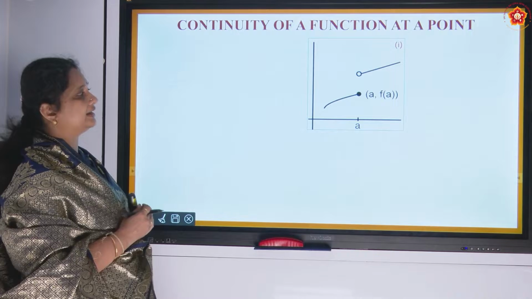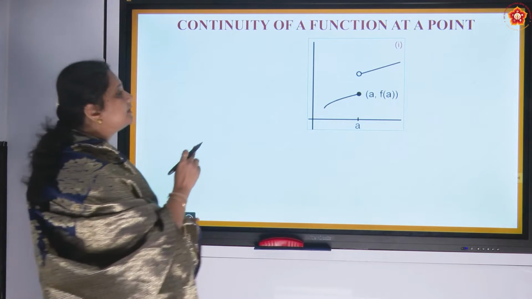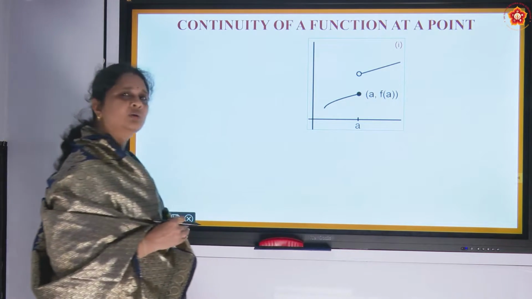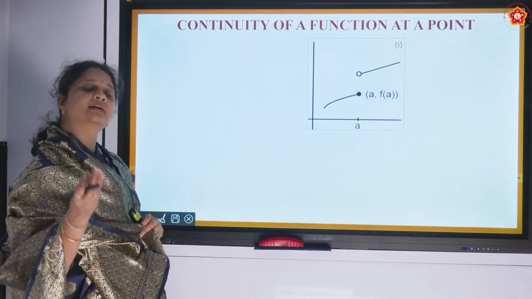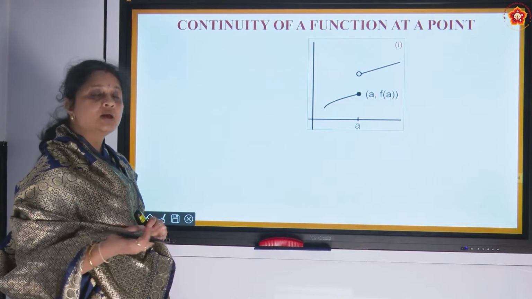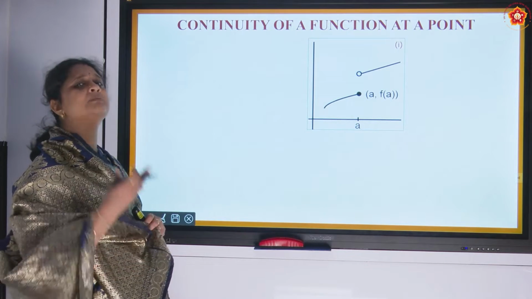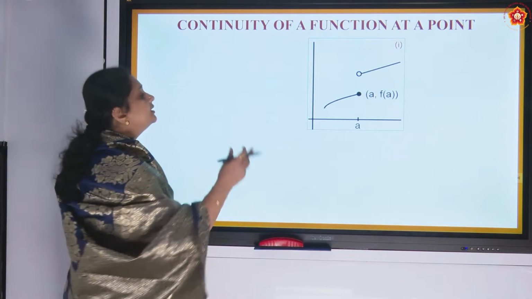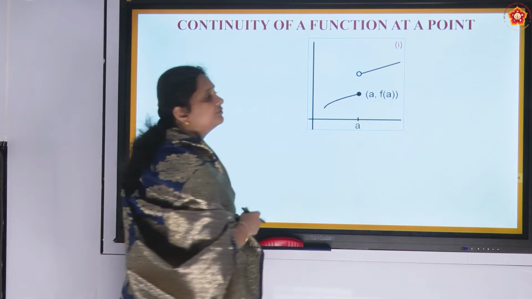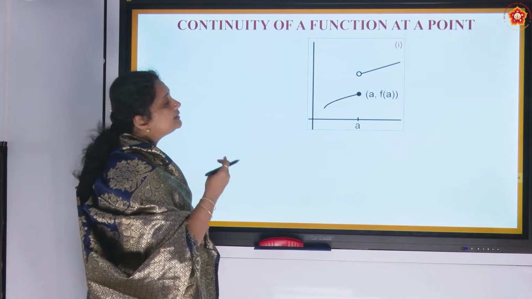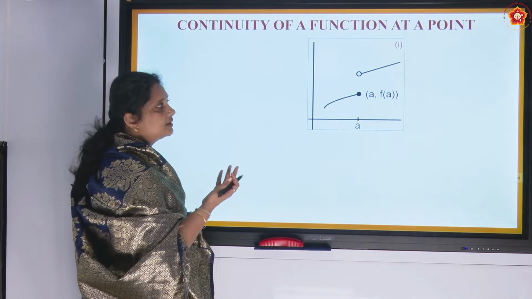Okay, let's see a few examples. Let's consider this particular function. What are functions, basically? They are relations between two variables. When we plot them in a graph, we get some curve, straight line or some sort of figure on the graph, right? So let's suppose this is one graph that we have to deal with, and let's see whether it is continuous.